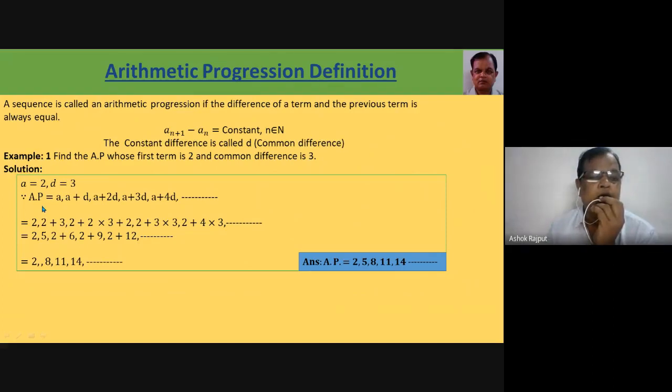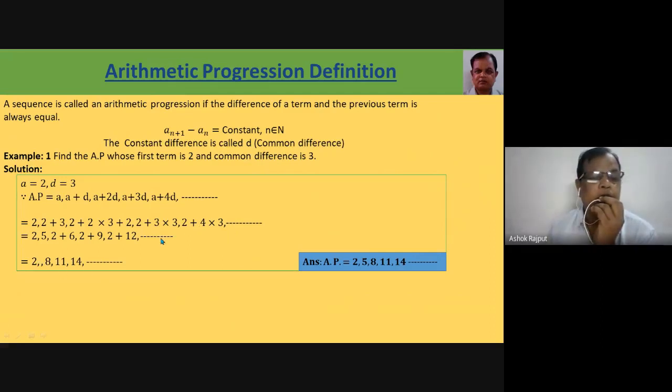As we know, the AP is a, a plus d, a plus 2d, a plus 3d, a plus 4d, and so on up to infinity. So we will put the values of a and d in these terms. First a is 2, then a plus d is 2 plus 3, then a plus 2d is 2 plus 2 into 3, and the same way 2 plus 3 into 3, 2 plus 4 into 3.